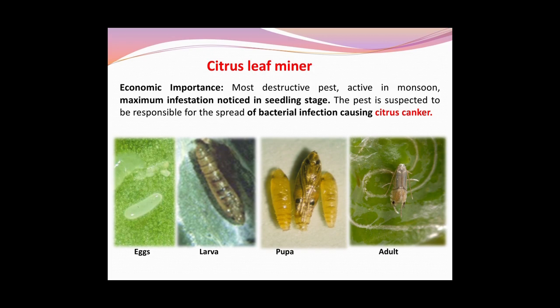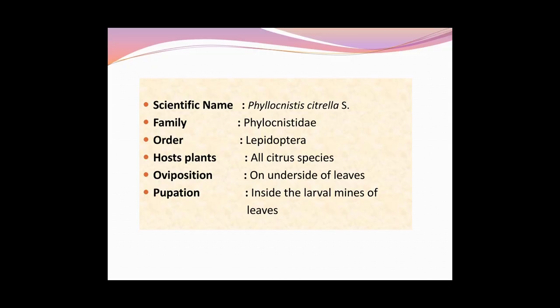So these are the 4 life stages of this leaf miner. It completes its life cycle in 4 different stages, that is egg, larva, pupa and adult. The scientific name of citrus leaf miner is Phyllocnistis citrella. It belongs to family Gracillariidae and order Lepidoptera. Hence the damaging stage is larva or caterpillar. The host plant of this pest is all the citrus species. Oviposition is on the underside of the leaves and pupation takes place inside the larval mines of the leaves.